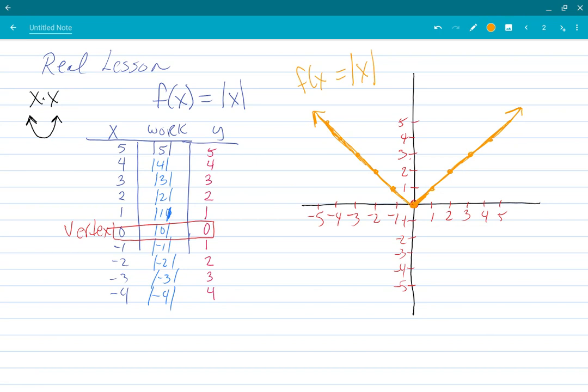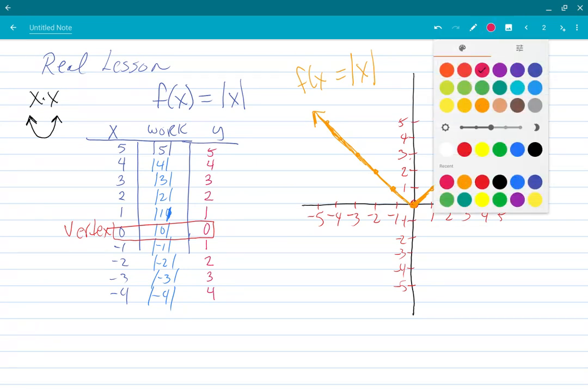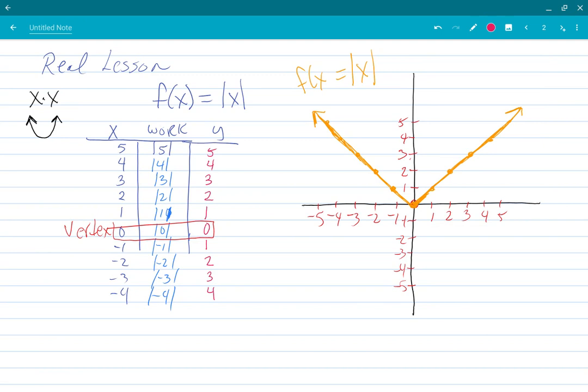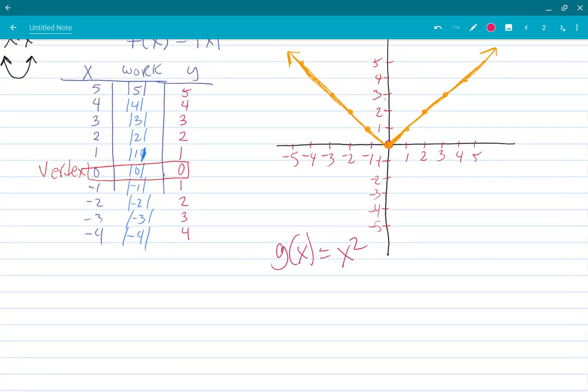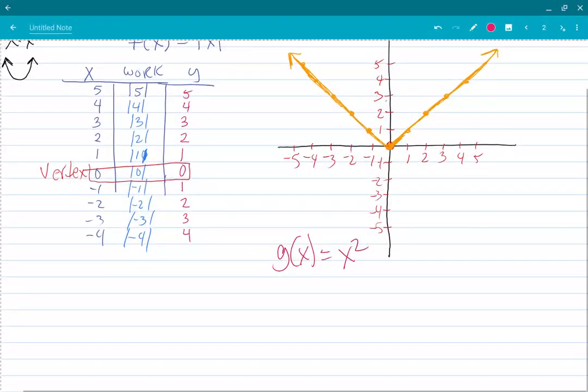Okay. And what is the shape of this one right here? Is this going to be a V or is this going to be a parabola?